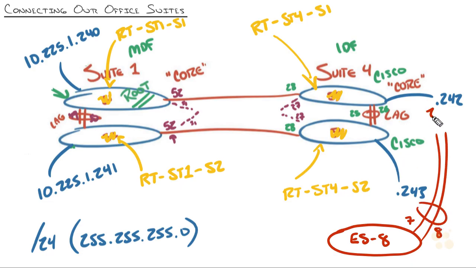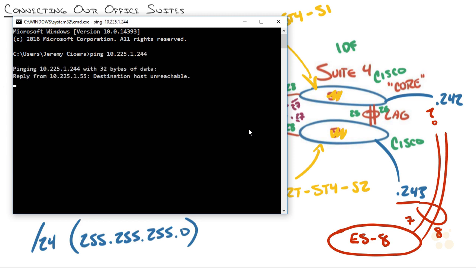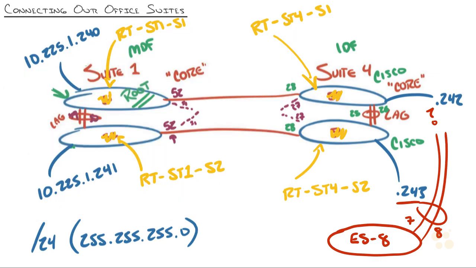I'm not sure which switch it's going to connect to yet because I haven't traced back that wall jack and figured out where it's plugged in. I do see that our IP addressing ends at 10.225.1.243. So let's open up a command prompt and we'll ping 10.225.1.244 just to make sure nothing is there. Great. Our network diagram grows bigger. You shall be .244, Edge Switch 8.